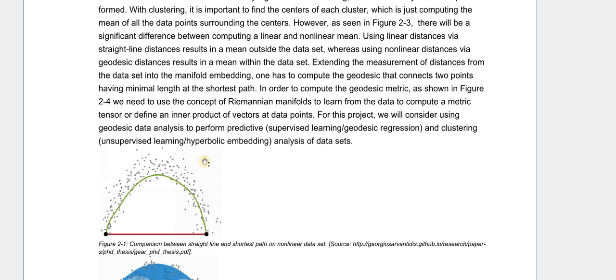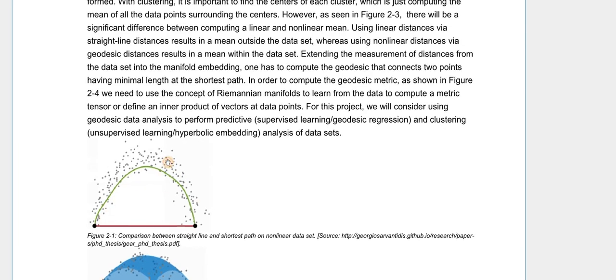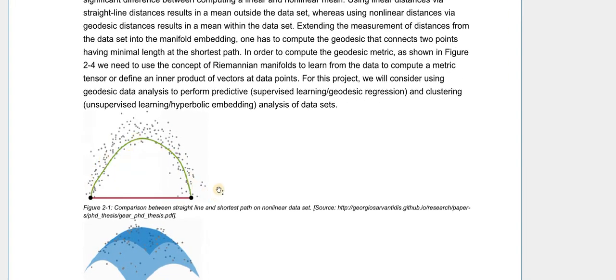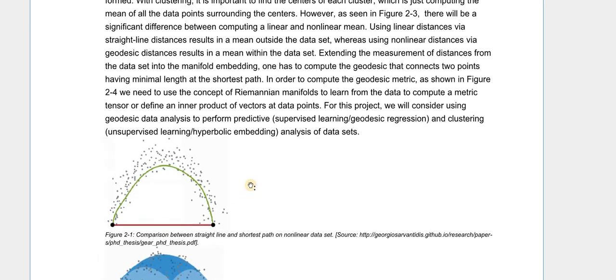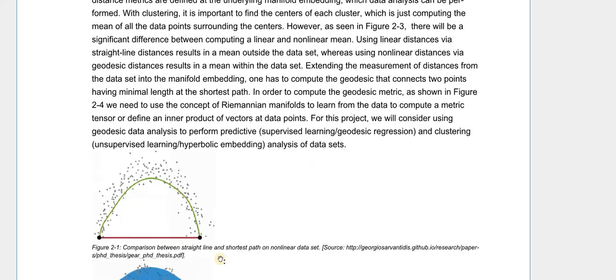It's called a geodesic. A geodesic is the shortest line between two points along a curve or along a manifold. We're going to want to compute this geodesic metric in order to actually plot this curved manifold. And for supervised learning, this is mainly the workhorse: to find the line that is the underlying structure of your data, so that you can predict new data.